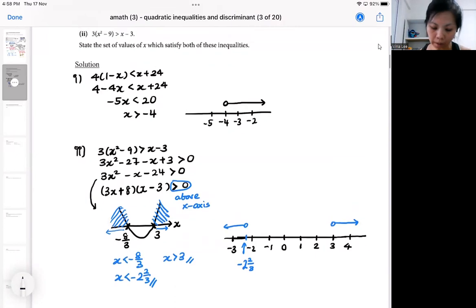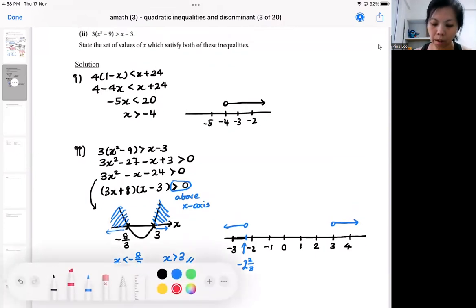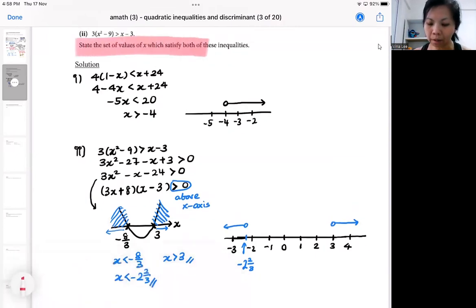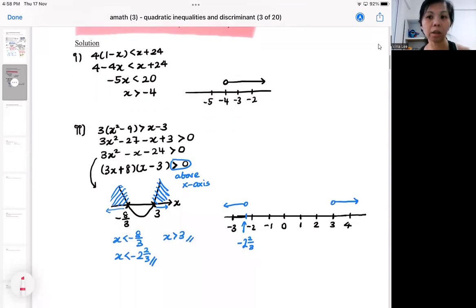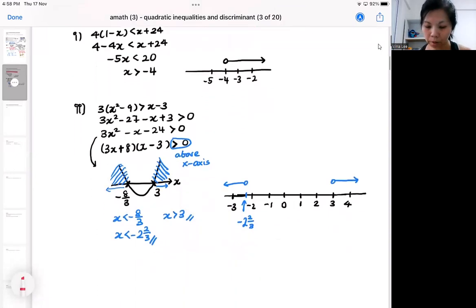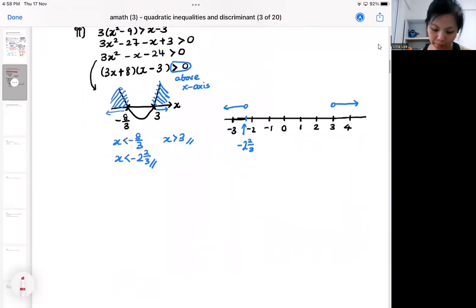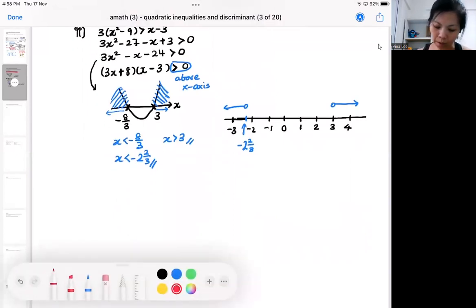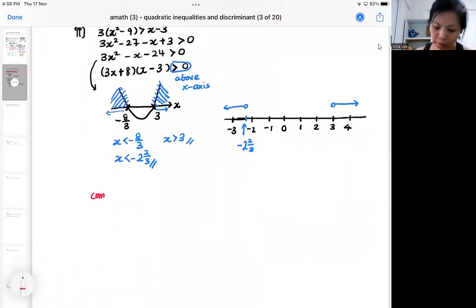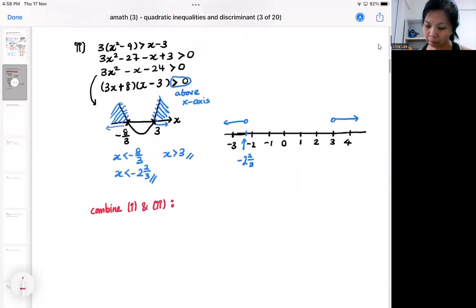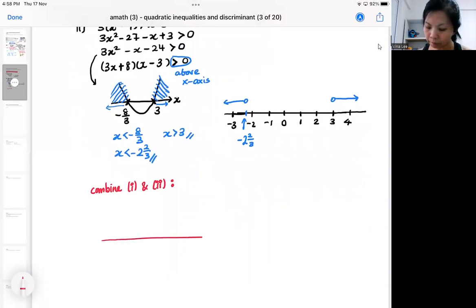So eventually, this is the one that you need to learn. I want the common inequality that matches these two. So if I want to combine part 1 and part 2, it actually looks like this.